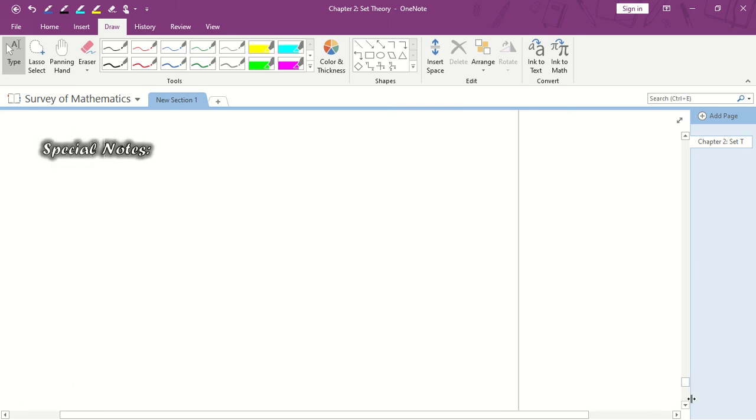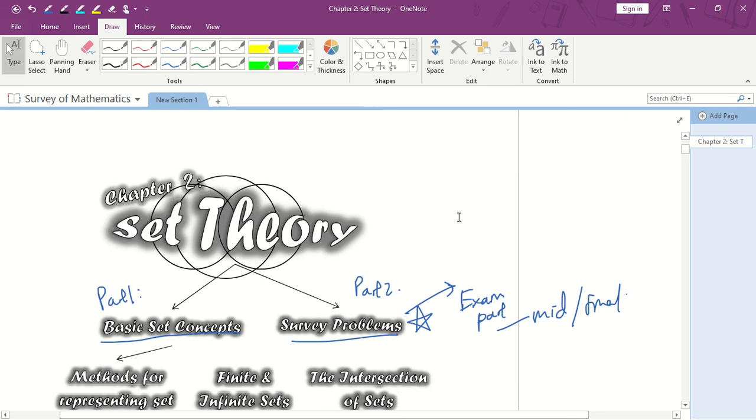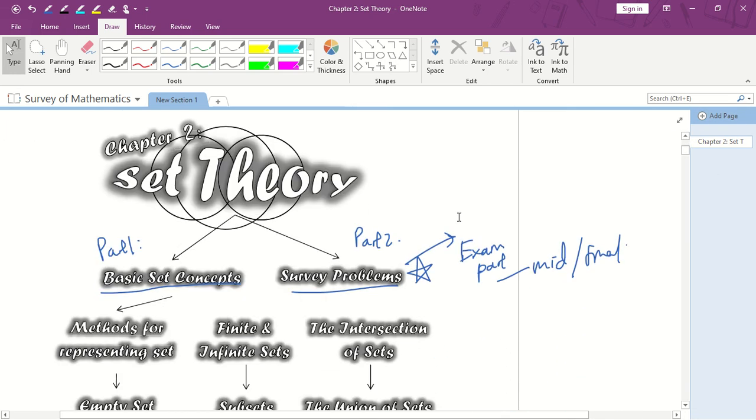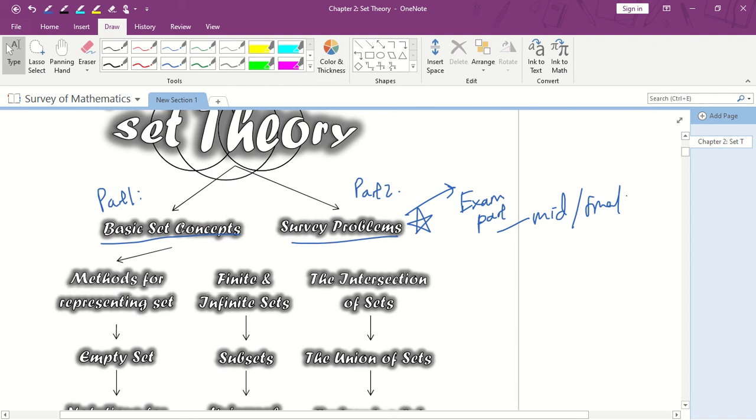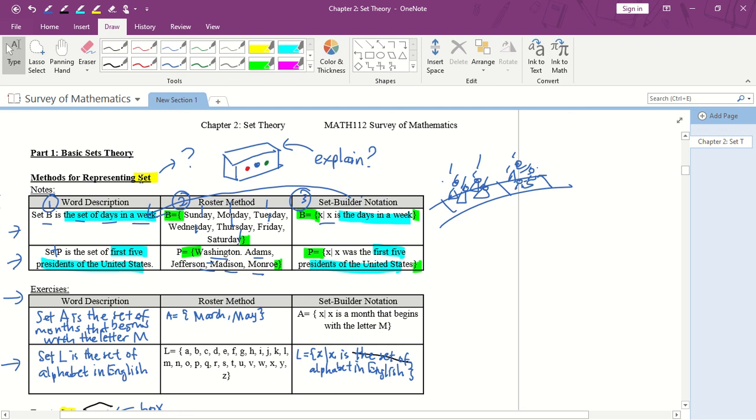So let's go back to the first, and let's just do a quick revision on what we have done. We have talked about some basic set concepts, and we're done with our survey problems. First we learn about the methods of representing sets. There are 3 ways of representing a set: word description, roster method, and set builder notation.